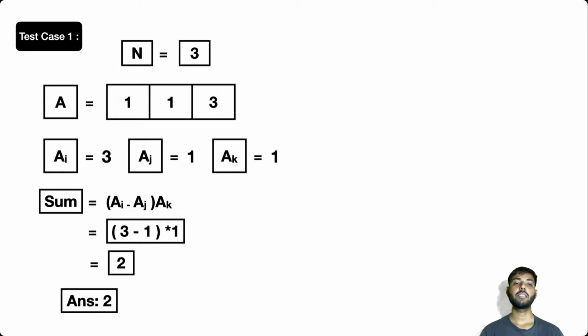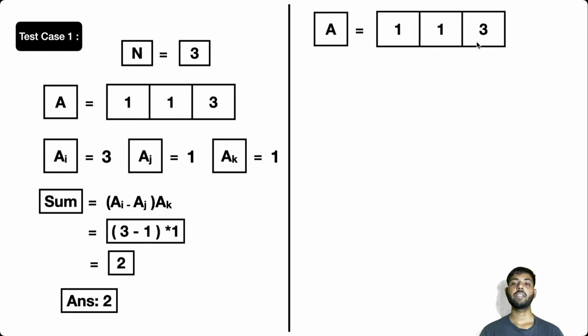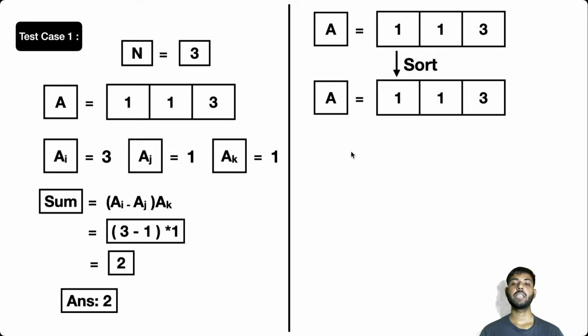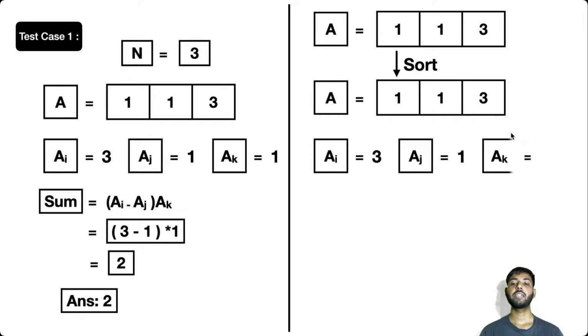Now let's analyze this question with our approach. We have the given array. Now our first task is to sort the given array. In this case it will be the same array 1, 1, 3. Now we need to select the three elements. The first element will be the maximum element of the array, that is the last element. Here it is 3. And the second element is aj, that will be the smallest element of the array, that is 1. And the third element, that is ak, this element will be the second maximum element, that is 1. This is the second largest element.